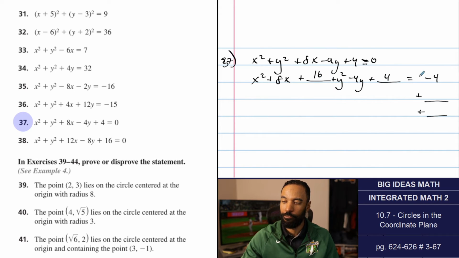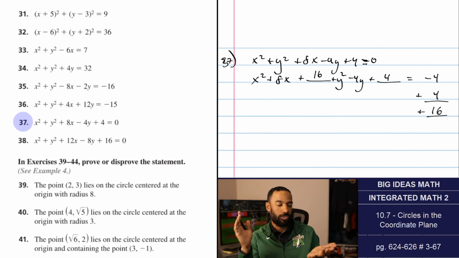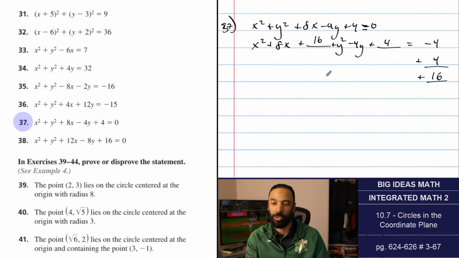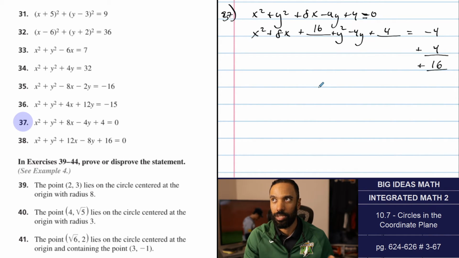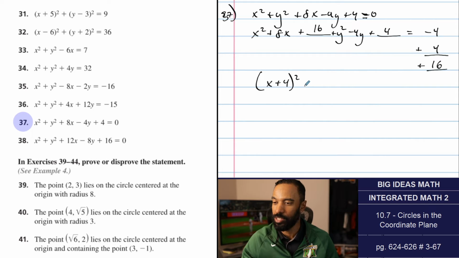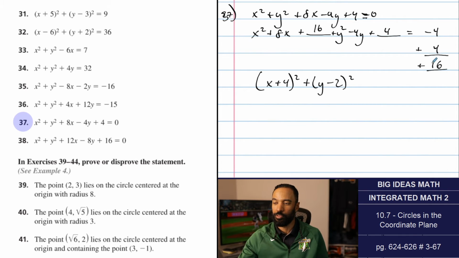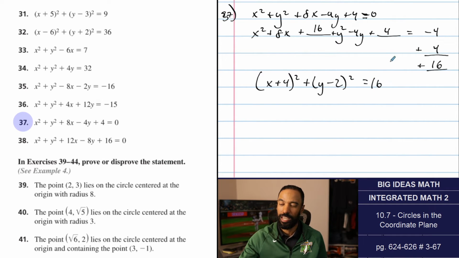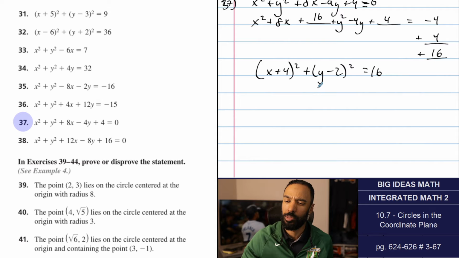16 and 4. So you can see where the 4s just worked against each other there, but it's not that slow to do. It's pretty fast to do. So this factors to x plus 4 quantity squared for the x's, y minus 2 quantity squared for the y's factorization. Negative 4 plus 4 is 0, plus 16 is 16. They're giving us nice clean numbers to begin with here.